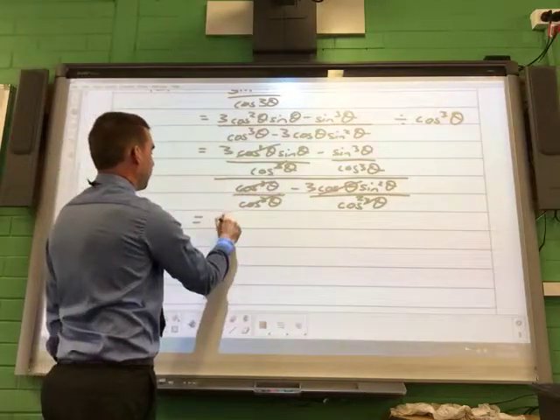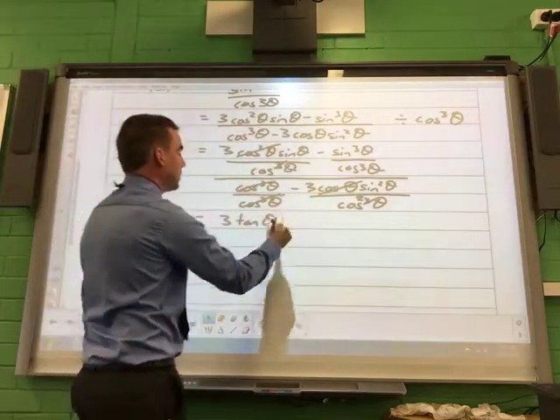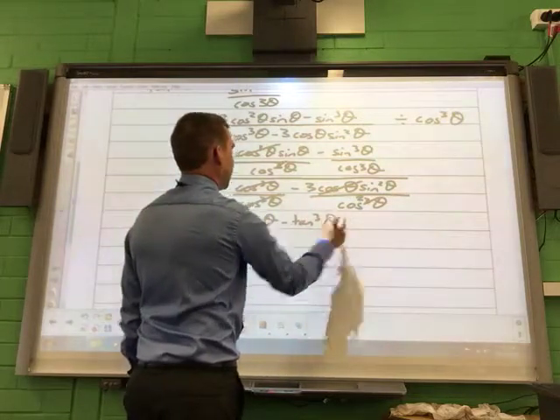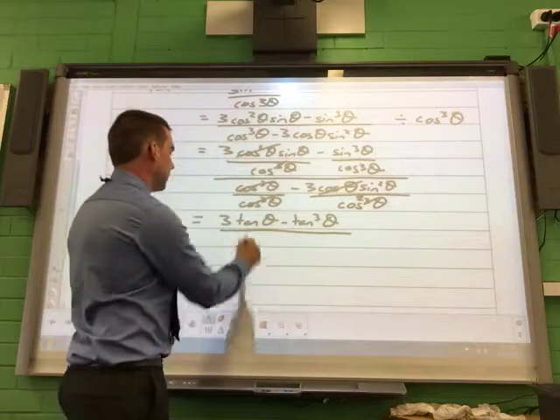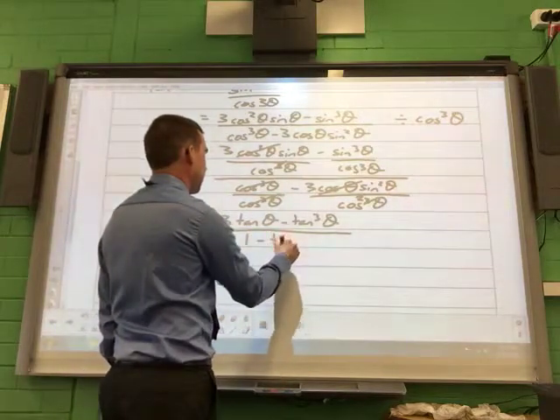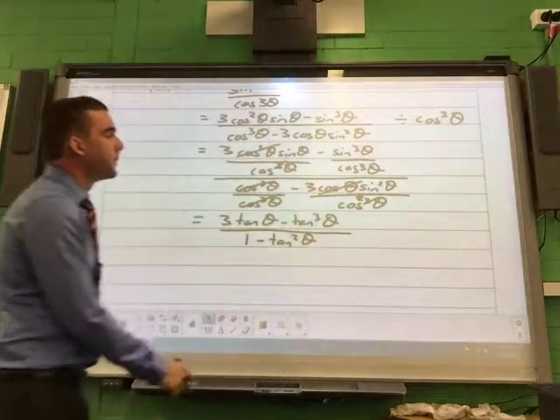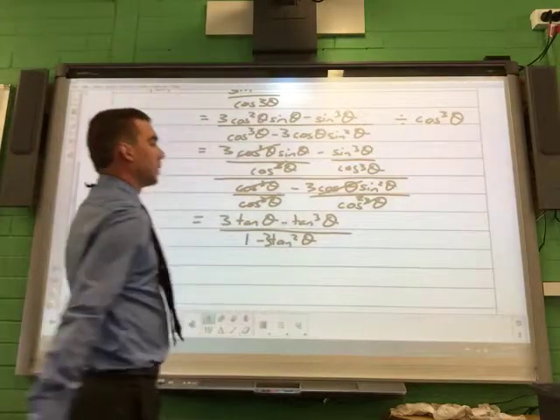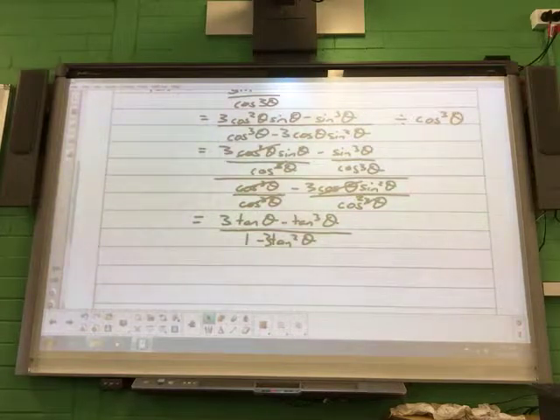So, give me 3 tan of theta, take away tan cubed of theta, all over 1 take away tan squared theta. Take away 3 tan squared theta. Okay, slightly different. But the approach for tan 2 theta, tan 3 theta are exactly the same, and I can do the same thing for sine, cos and tan 4 and so forth, by using the de Moivre theorem and matching up my real and imaginary parts. Alright, questions?